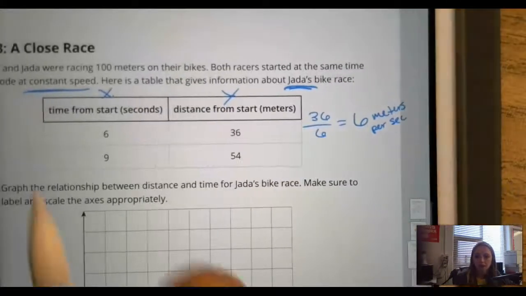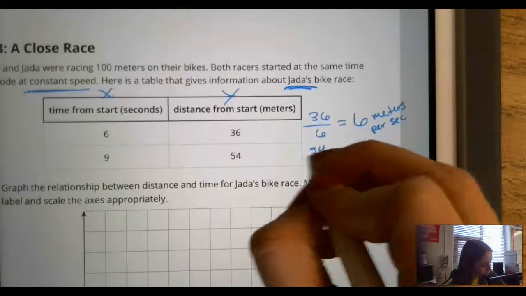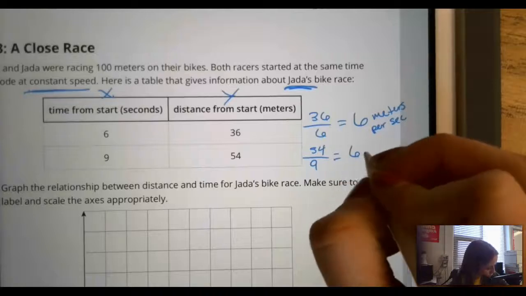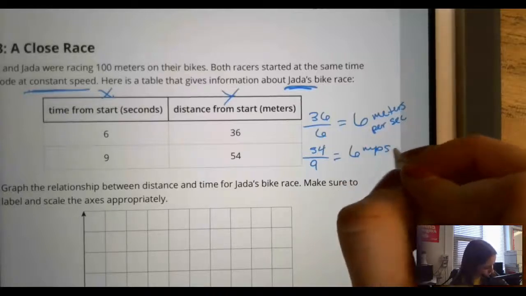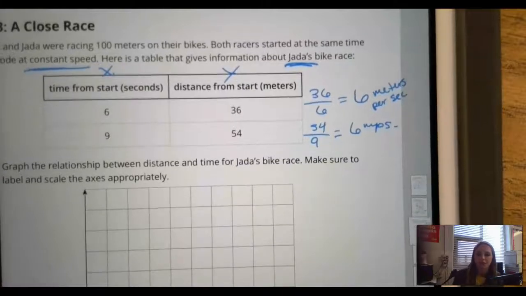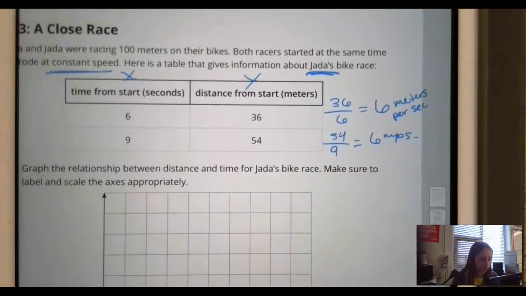Alright, now let's look at the other row just to make sure. So I'm going to take 54 over 9, and that would equal 6 meters per second. I'm just going to do MPS to stand for that. Alright, so Jada, she is going at a constant rate of 6 meters per second.